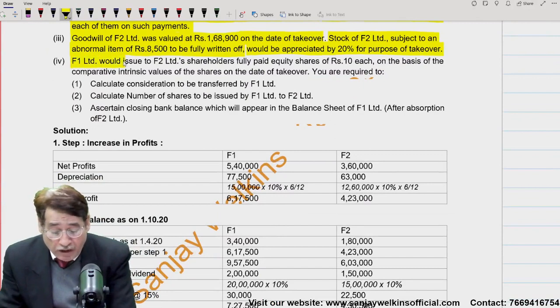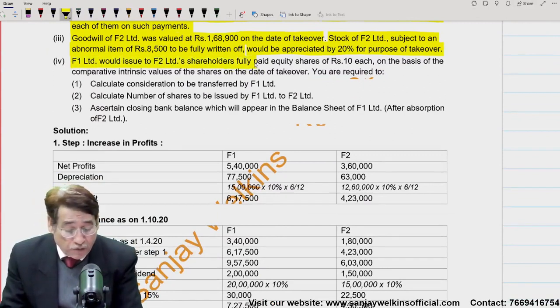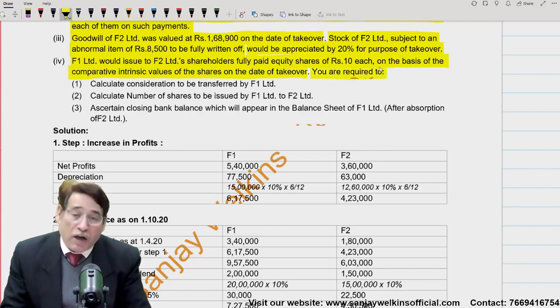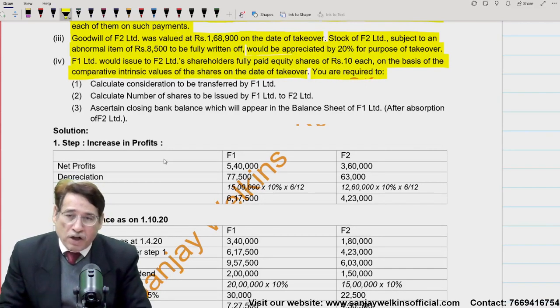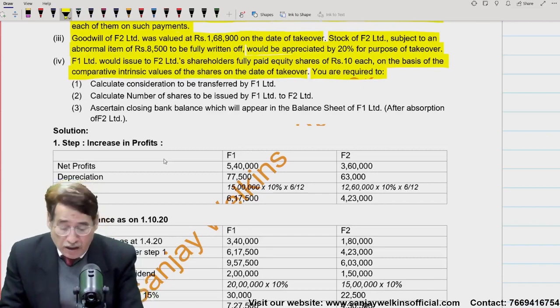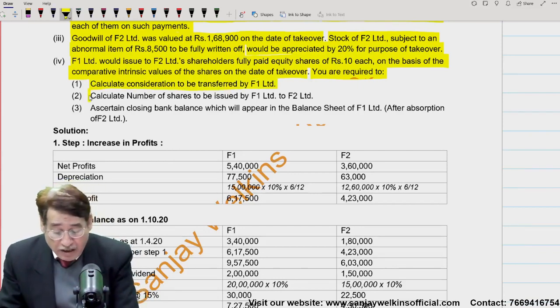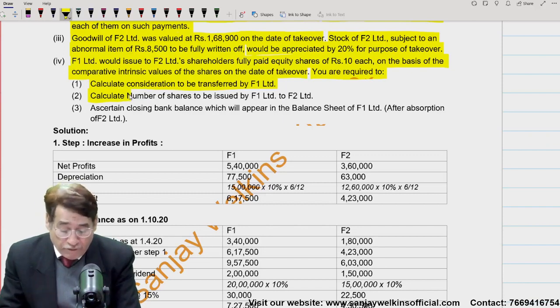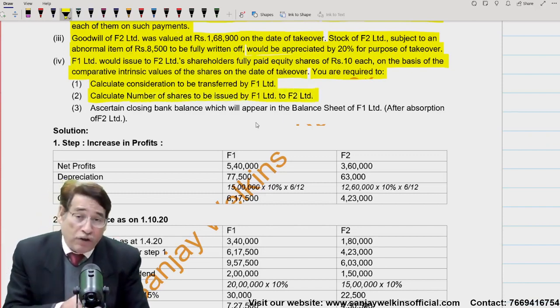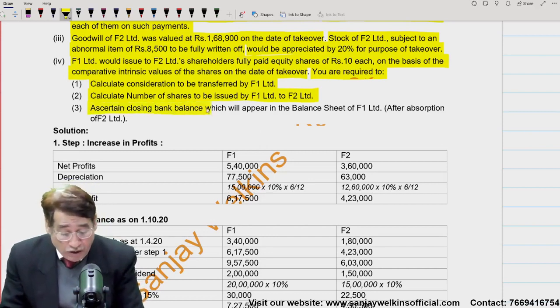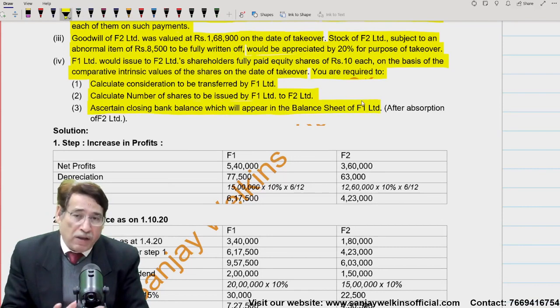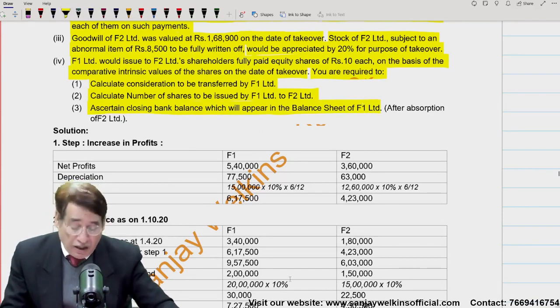Further, it is given F1 Limited would issue F2 Limited shareholders fully paid equity shares of 10 each on the basis of the comparative intrinsic value of the shares on the date of the takeover, and you are required to. As we can see, this question is related to intrinsic value computation. Number one, we are supposed to find out the consideration to be transferred by F1. Secondly, calculate the number of shares to be issued by F1 to F2 Limited, and then ascertain the closing bank balance which will appear in the balance sheet. This time the balance sheet is not asked; rather we are being asked what the closing balance is. So this is the question, correct?